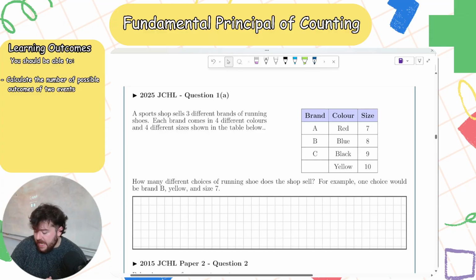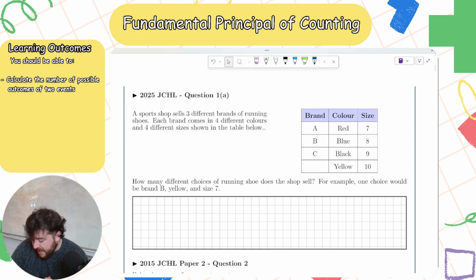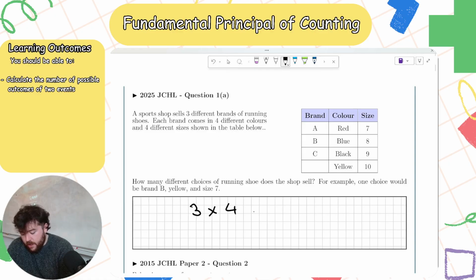Then let's just look at 2 little exam questions here. A sports shop is selling 3 different brands of running shoes. Each brand comes in 4 different colours and 4 different sizes shown in the table. How many different running shoes does the shop sell? So they have 3 brands, 4 colours, and 4 sizes, which is 3 times 4 times 4, which is equal to 48 total options.